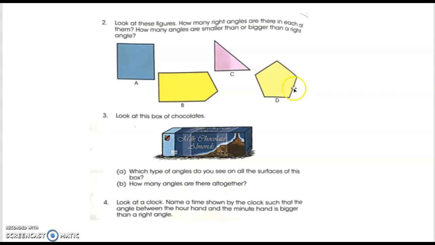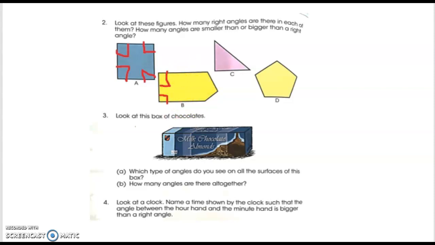Question number 2. Look at these figures. How many right angles are there in each of them? How many angles are smaller than or bigger than a right angle? Okay, let me do A and B. You can continue doing C and D. Now see, I will use red color to indicate right angles. Now for example, this one has 1, 2, 3, 4. So each corner is having a right angle, isn't it? And now this one, 1, 2. I think that's the only right angle inside this yellow color figure.